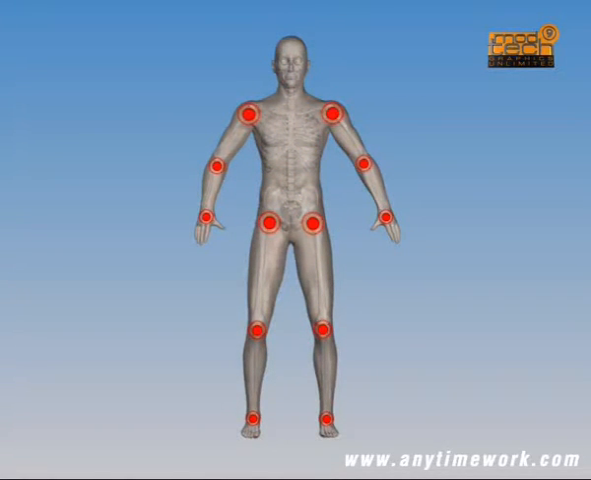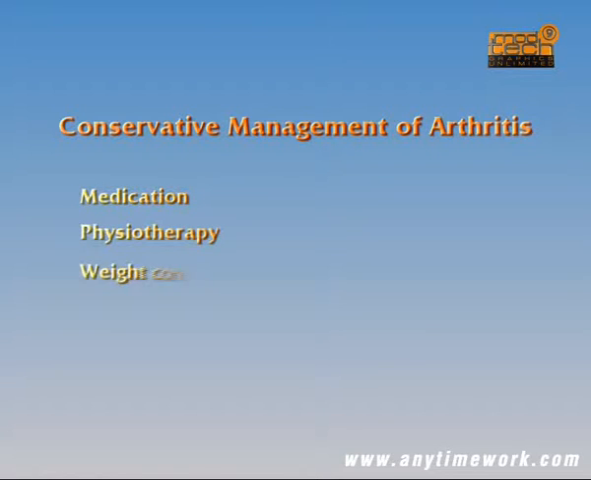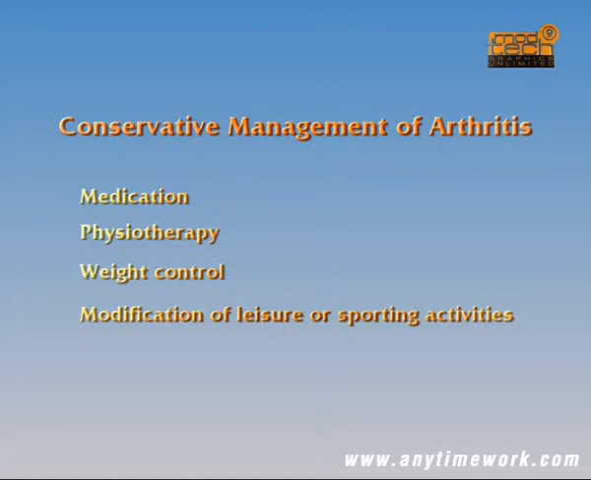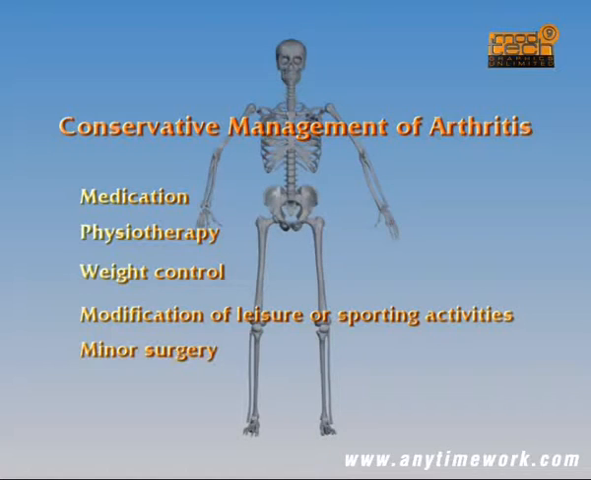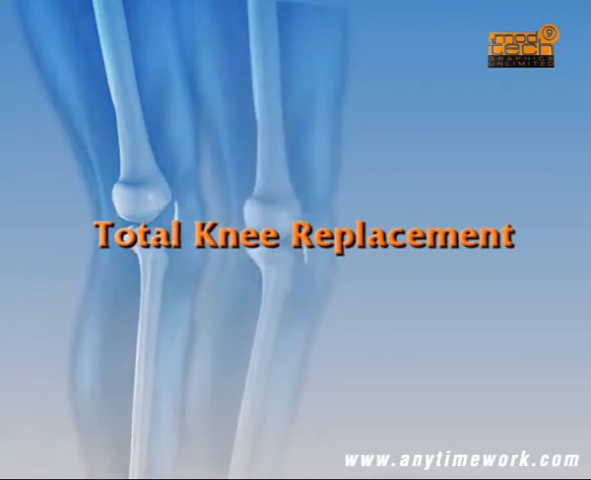Whatever the type of arthritis, some cases can be successfully managed by conservative means, such as medication, physiotherapy, weight control, or modification of leisure or sporting activities that aggravate the problem. Others may require minor surgery to remove diseased tissue or loose fragments of bone or cartilage to slow down the damaging process, or to structurally realign the joint to reduce abnormal stress.